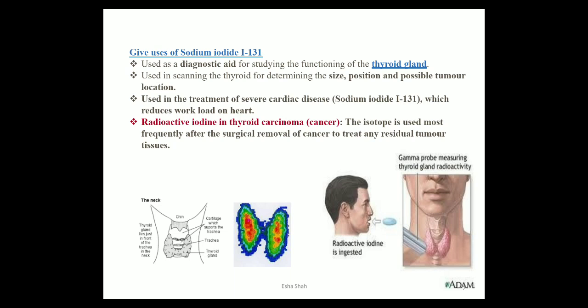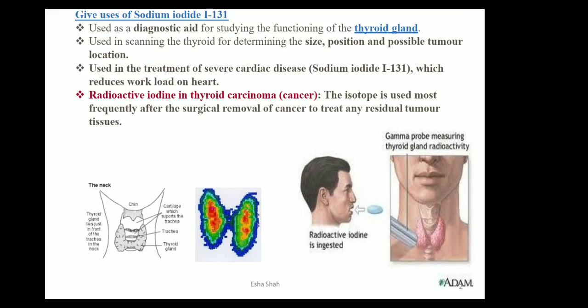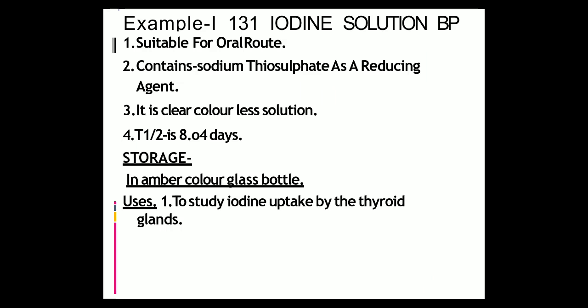Next, we'll see briefly. It is suitable for oral route also. It contains sodium thiosulfate as a reducing agent. It is a clear colorless solution, and the T half, that is the half life period of this radioactive element, is 8.04 days. And for storage, it is stored in an amber colored glass stoppered bottle in a dry place.